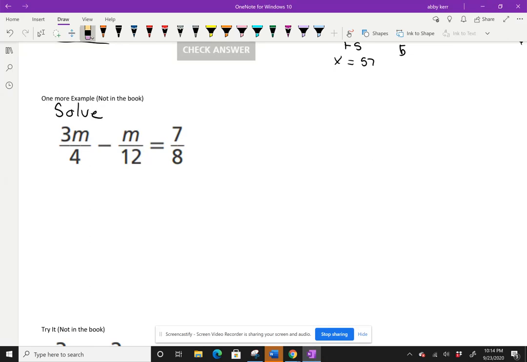All right, this problem is actually not in our book, but it's really important for our future problems. If you notice, we're dividing by 4, we're dividing by 12, and then for the last term on the right-hand side, we're dividing by 8. We want to get rid of fractions in the first step. The reason is that students do so much better when dealing with integers and not fractions and decimals. So the first step is to find the least common denominator.